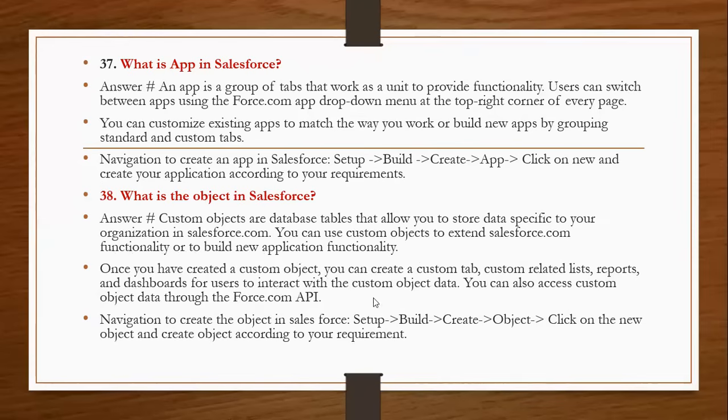You can also access custom object data through the Force.com API. To create an object in Salesforce, go to Setup, Build, Create, Objects, click New Custom Object, and create the object according to your requirement.